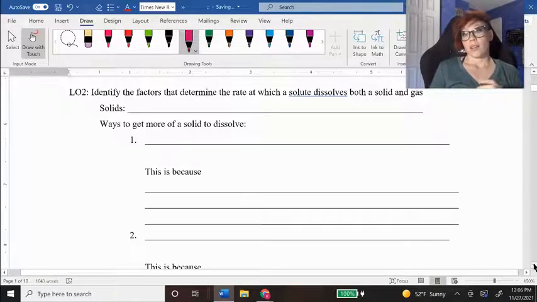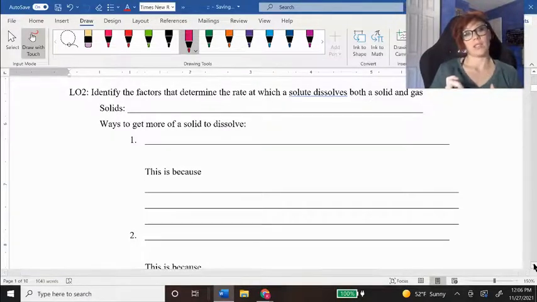So we are in Unit 7. This is Learning Objective 2, which is to identify the factors that determine the rate at which a solute dissolves in both a solid and a gas. So identify factors that determine the rate at which a solute dissolves. So this is both a solid solute and a gaseous solute.